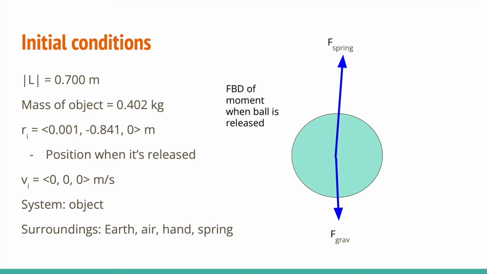The system is the object, and the surroundings are the earth, air, hand, and spring. On the right, there is a free body diagram of the moment when the ball is released. The gravitational force acts directly downwards, while the spring force acts up and slightly to the right. The spring force acts in the exact opposite direction as the vector to its initial position, relative to the origin.